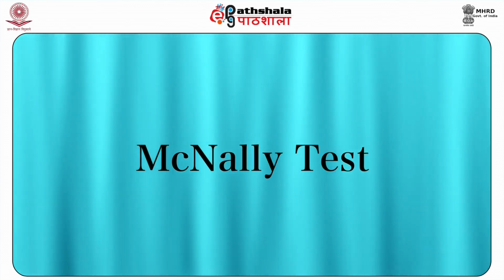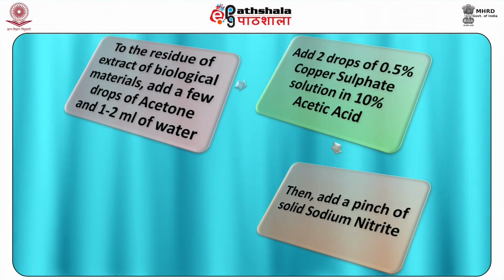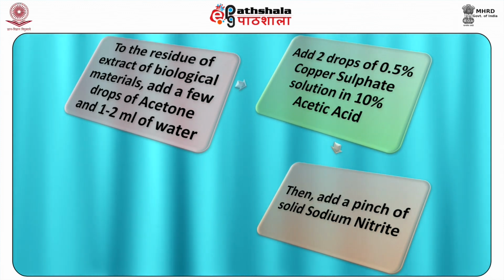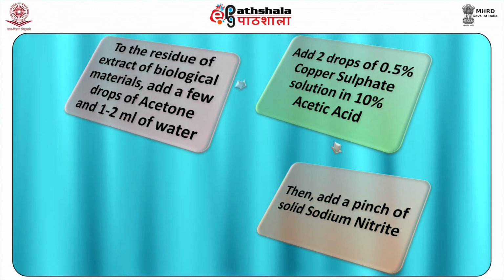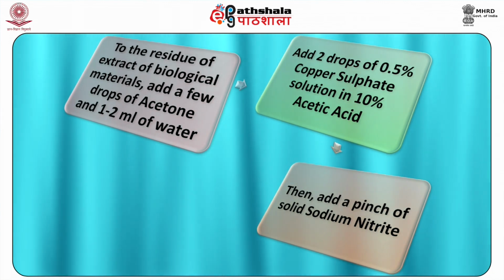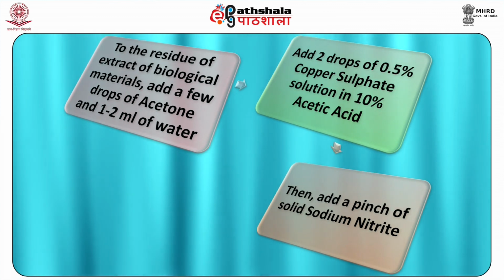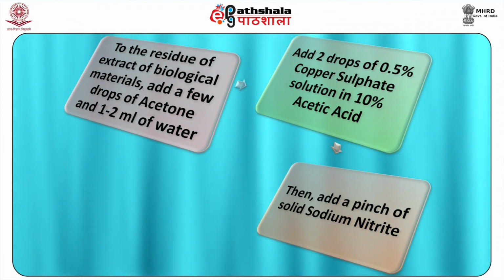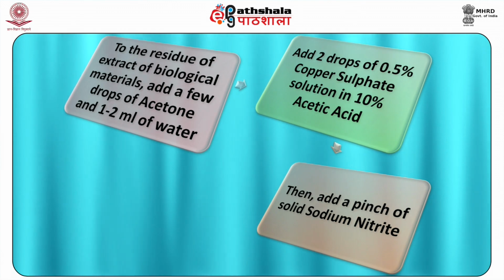Next is the McNally test. To the residue of extract of biological materials, a few drops of acetone and 1 to 2 ml of water are added. 2 drops of 0.5% copper sulfate solution and 10% acetic acid are added, followed by a pinch of solid sodium nitrate. It is shaken and heated gradually to boiling and maintained in boiling condition for a few minutes. A red color is formed if salicylates and salicylic acid are present.